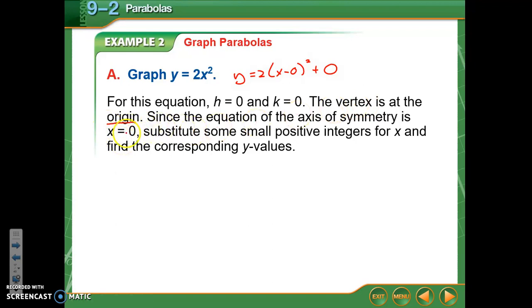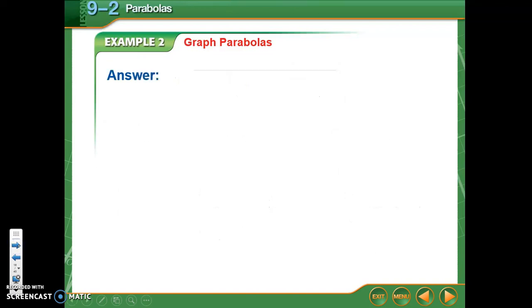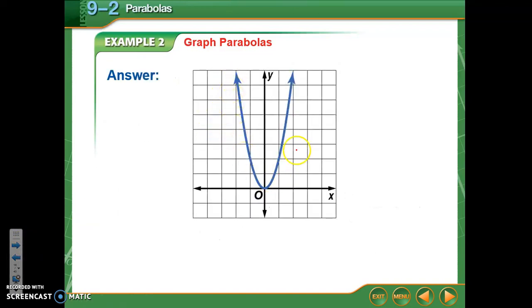X equals 0 is my axis of symmetry. And then I can just plug in some easy values of x. If I plug in 1, I get 2. If I plug in 2, I get 8. And 3, I get 18. Remember that my graph is symmetric around the axis of symmetry, which in this case is the y-axis. So the points on the opposite side, -1, 2, -2, 8, and -3, 18, are also points on my graph. And then I just draw my graph. So here's 0, 0. Here's the point 1, 2, -1, 2, and so on.